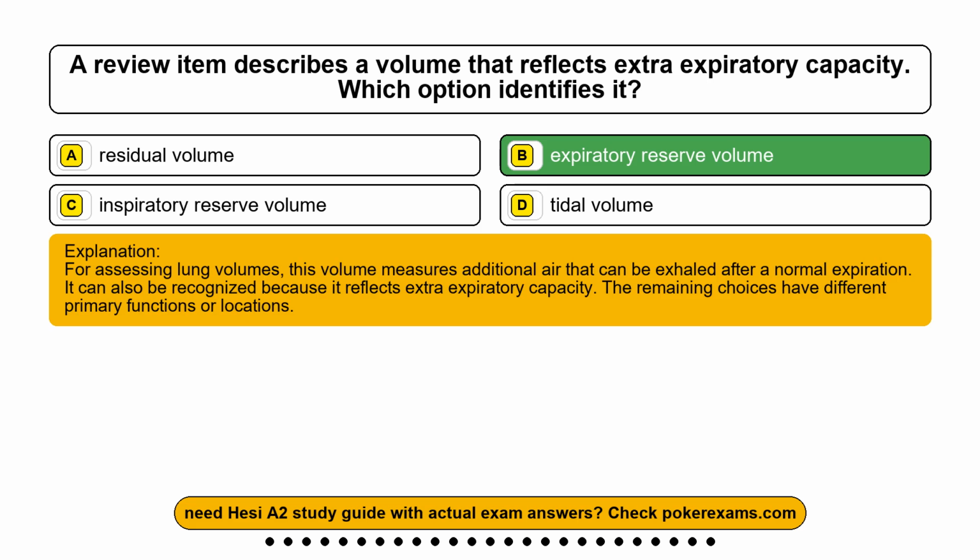For assessing lung volumes, this volume measures additional air that can be exhaled after a normal expiration. It can also be recognized because it reflects extra expiratory capacity. The remaining choices have different primary functions or locations.